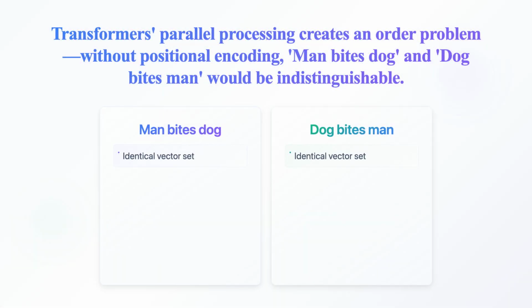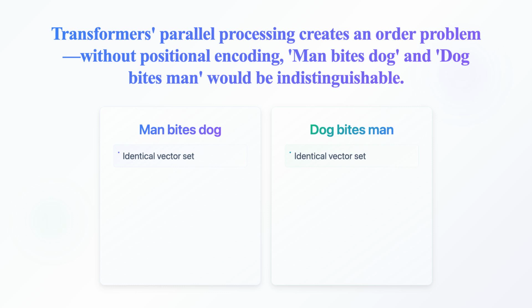We now have meaningful vectors, but we've lost something crucial: order. Unlike RNNs that process sequences step by step, transformers see all tokens simultaneously. This parallel processing is what makes them fast and powerful, but it creates a fundamental problem. Consider these sentences: man bites dog versus dog bites man. To a transformer without positional information, these would be identical, just the same three embedding vectors in a set. The model would have no way to distinguish between them, making it impossible to understand syntax, grammar, or narrative flow.